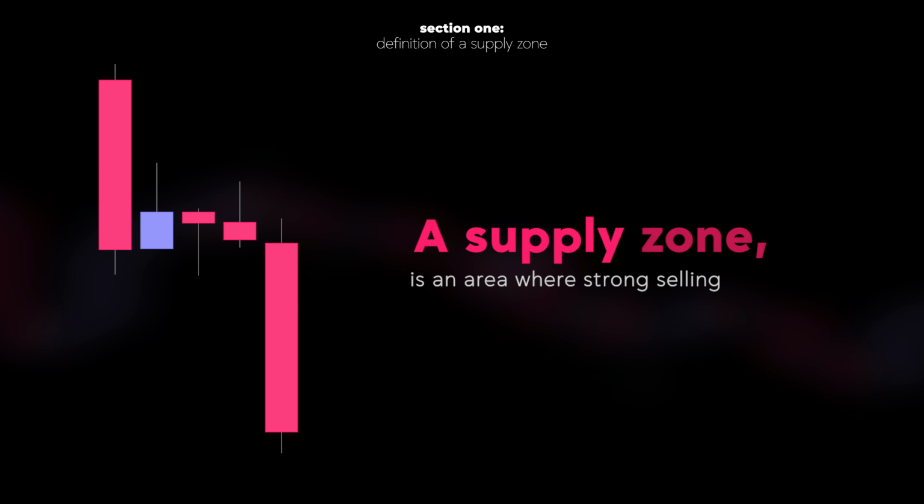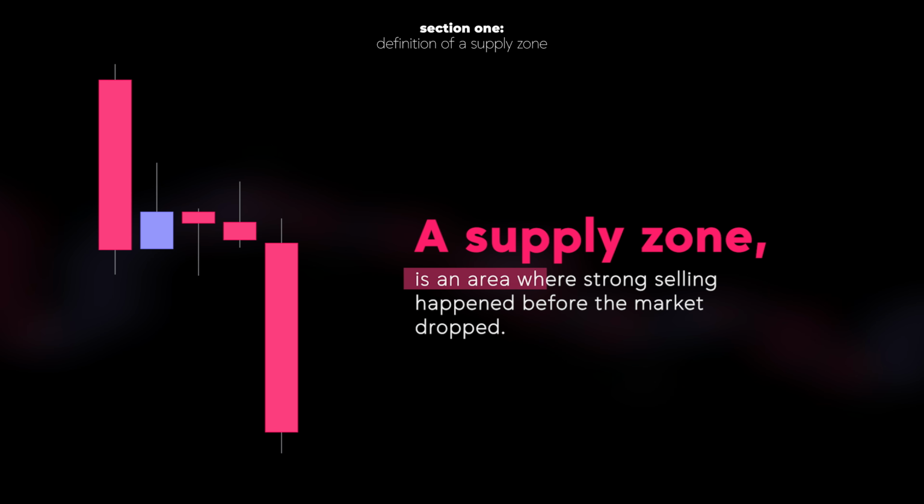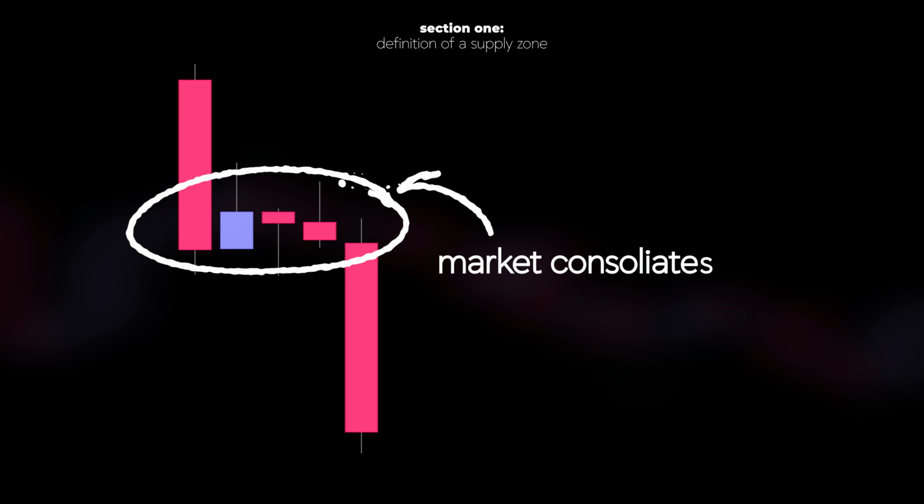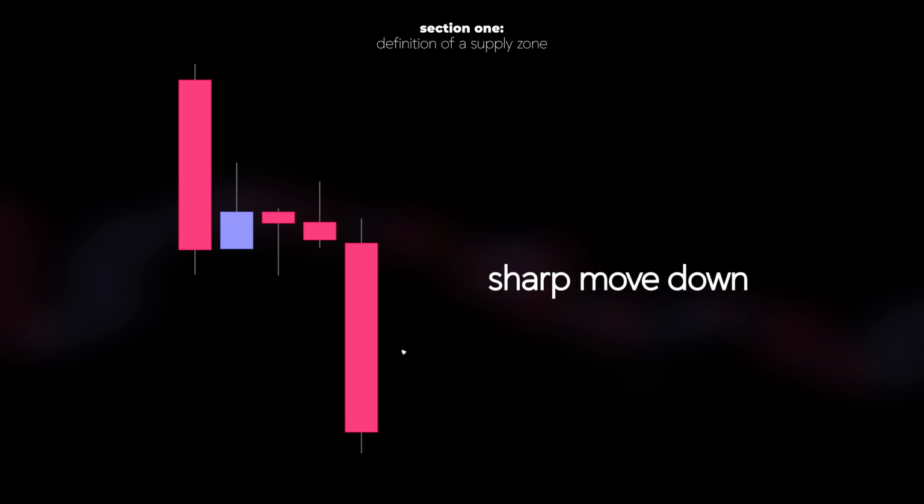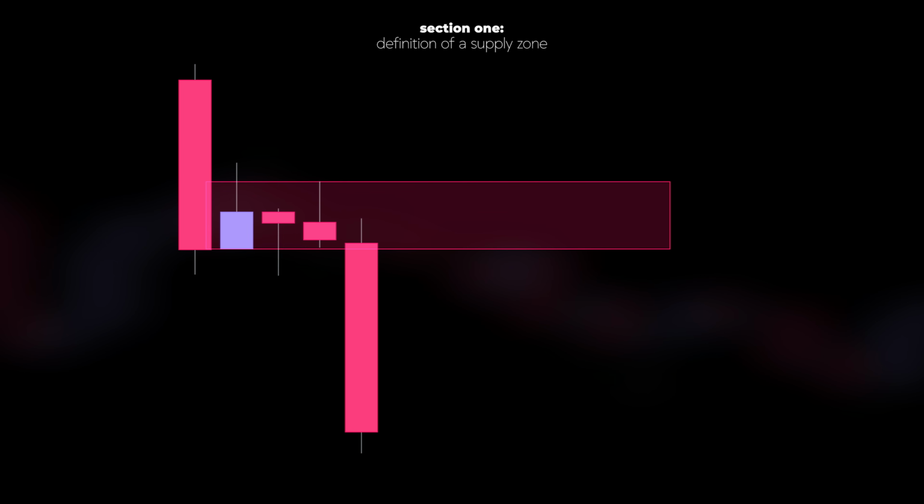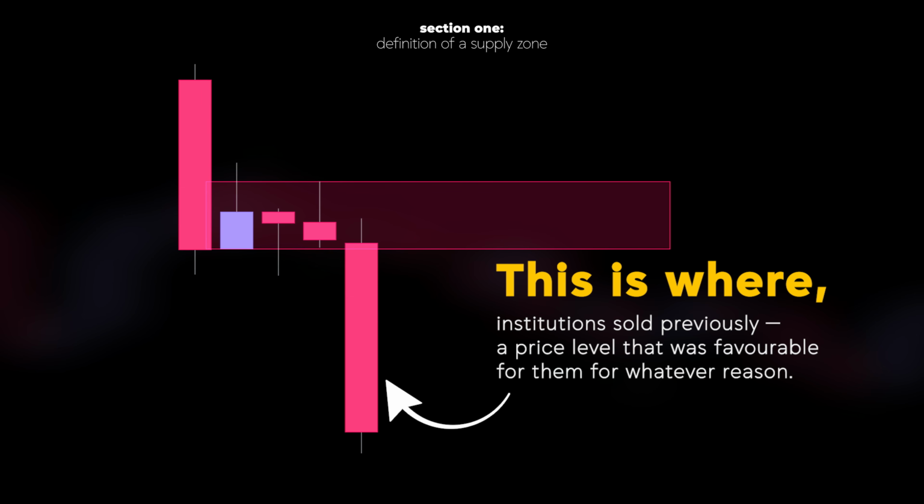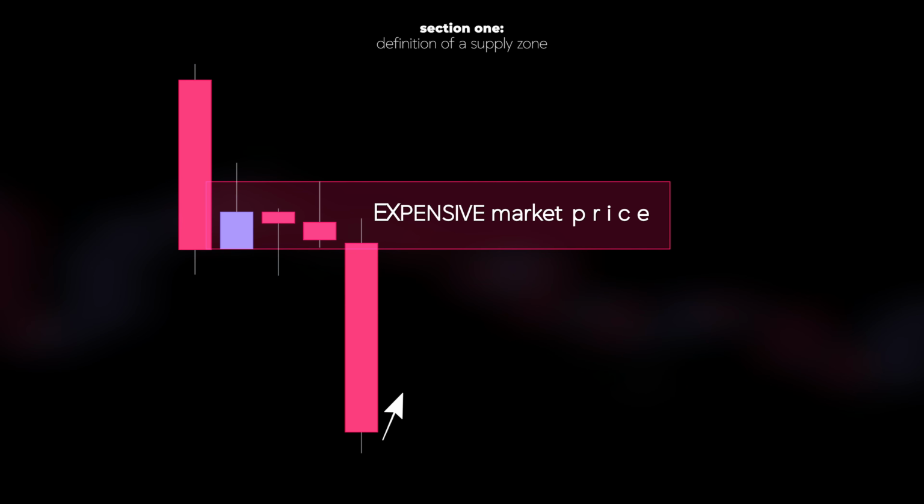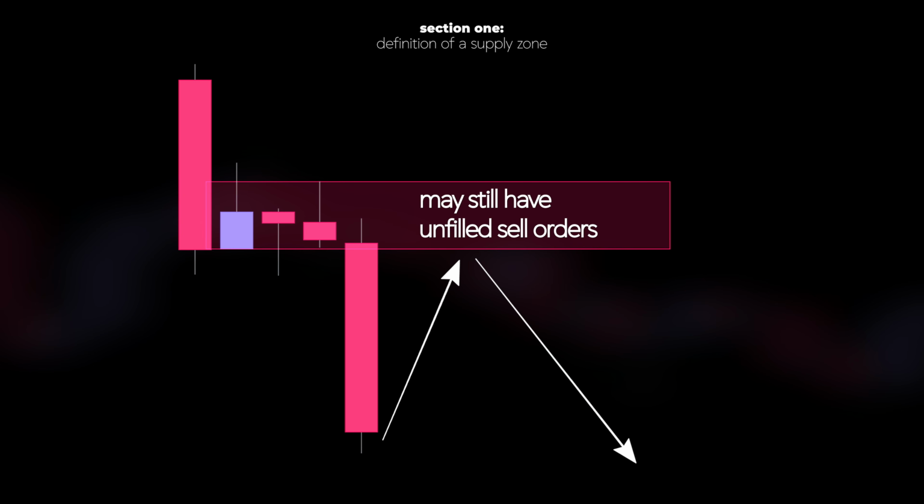Now a supply zone is simply the opposite. This is an area where strong selling happened before the market dropped. Again, it starts with a small pause, usually a bit of market consolidation followed by a sharp move down. Once again, we can draw it as a box from the last candle before the drop, and this is where institutions sold previously, at a price level that was favorable for them for whatever the reason is. So if the market comes back to that level again, we will look for sell trading opportunities because the banks or large traders may still have unfilled sell orders around that price level.